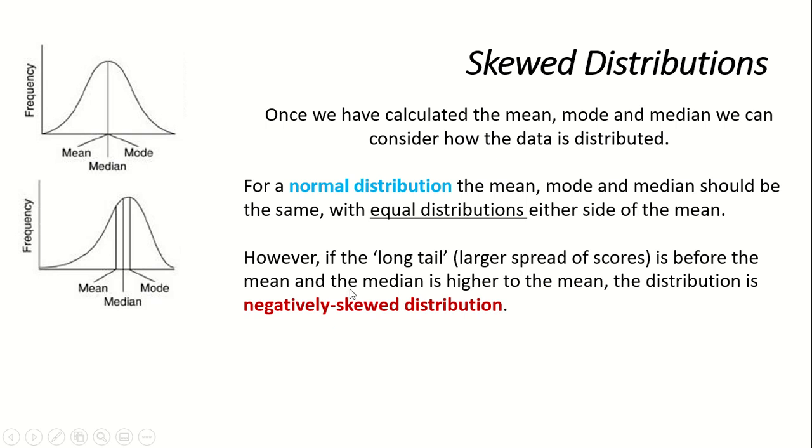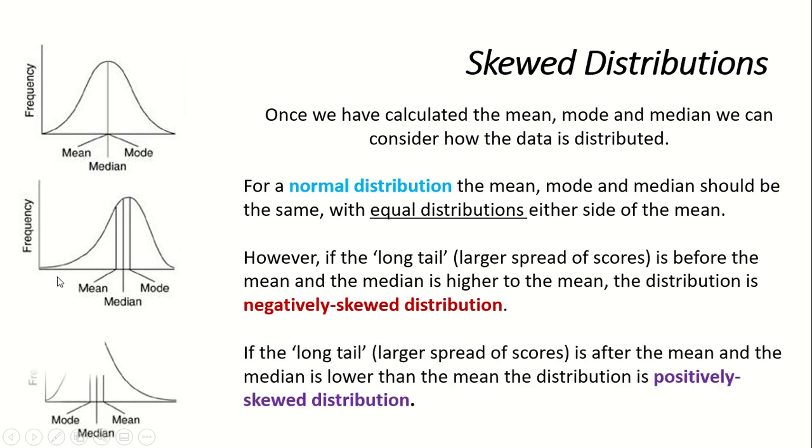If they do not give you the individual data scores, they just give you a graph that looks like this, then we just identify the long tail. So here we can see the long tail is before the mode. The mode will always be the peak. The long tail before the mode indicates a negatively skewed distribution.